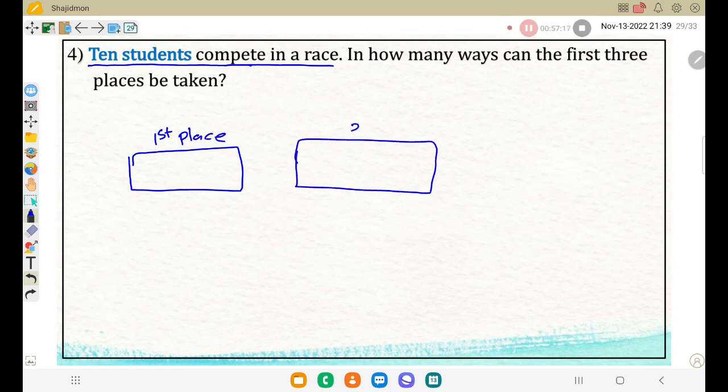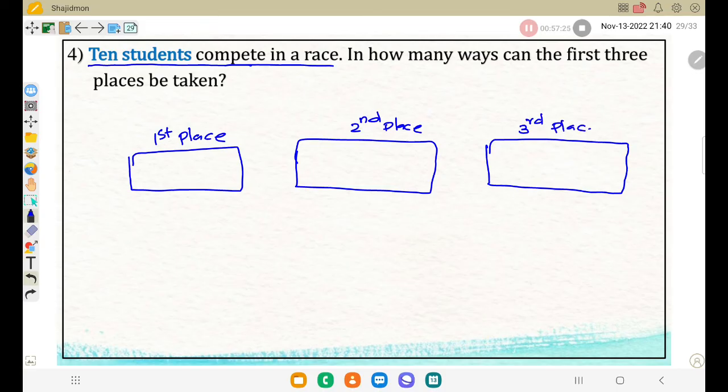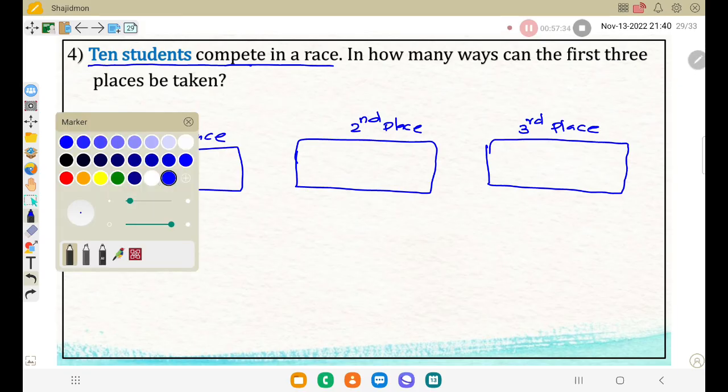We need to choose the second place and third place. How many ways can we choose? First 3 places means first place, second place and third place. How many ways can we choose from 10 students, 10 pupils?